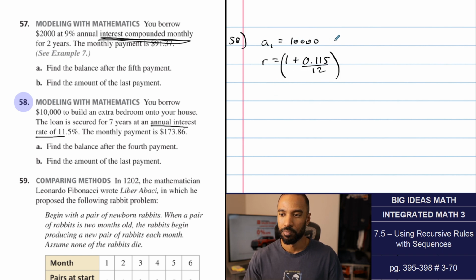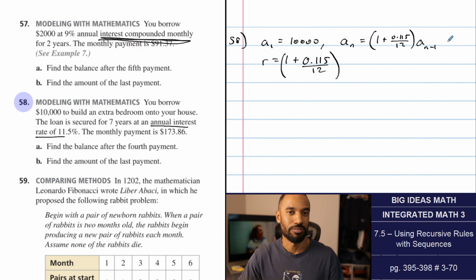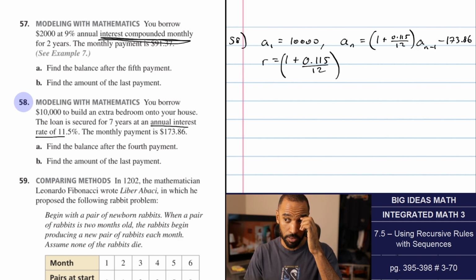So our a sub 1 is 10,000. We are going to do this compounded monthly bit here for the 11.5% interest loan. Again, I'm no good with finances, so I don't know when it comes to telling my attorney about it needing to be compounded monthly or whatever. Anyway, we're taking out a monthly payment of $173.86. All right, part A, find the balance after the fourth payment. Part B, find the amount of the last payment.